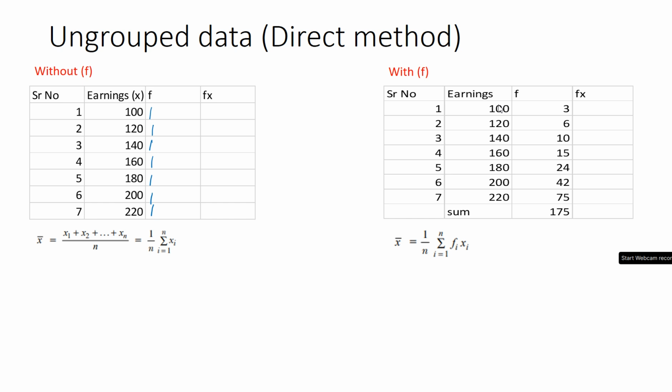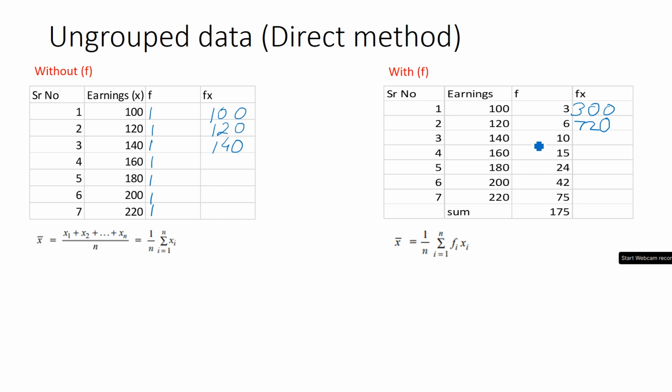Now, for a further calculation in the direct method, we need to find the product of frequency and earnings. On our left hand table, we have 100 multiplied by 1, that is again 100, 120, 140. So here the frequency is 1 multiplied by earnings, which is your fx. In the right hand table, we would have 3 people earning 100, so the total would be 300 for the first row. 6 into 120 would be 720, and so on.